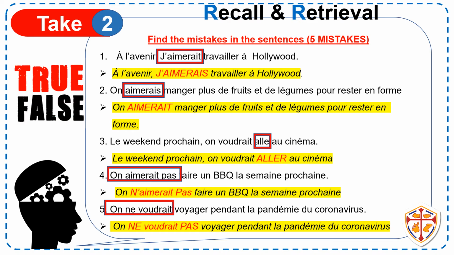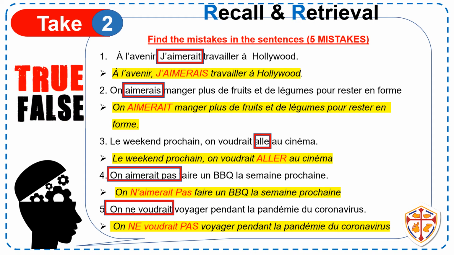On number 2, on aimerait manger plus de fruits et des légumes pour rester en forme shows that aimerait is the mistake because on aimerait ends with an S here, and the correct answer should have been aimerait ending with a T.